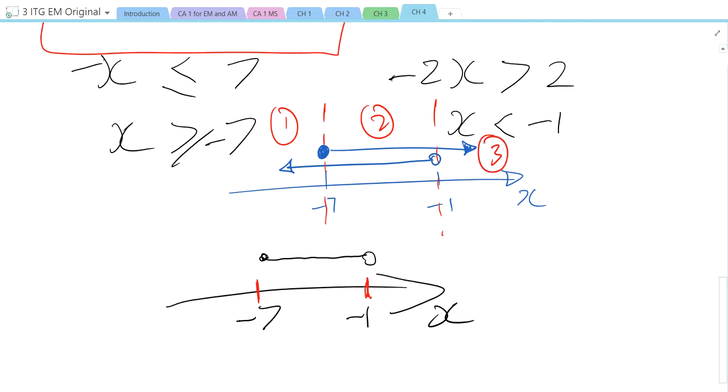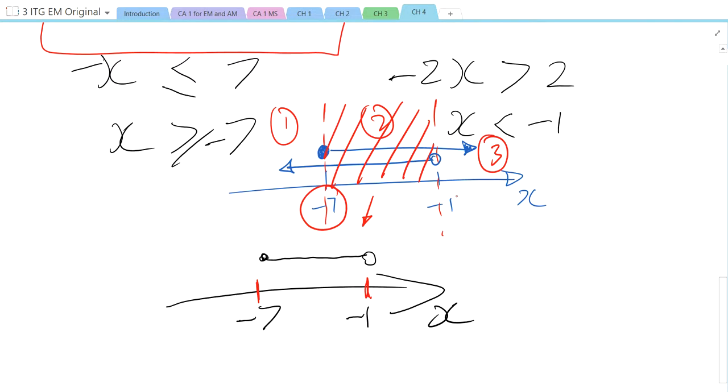Which region? 1, 2 or 3? 2. Okay, so some people shade it this way and then they transfer the answer down. Are we including the value negative 7? Yes, right? Negative 7 is found in both linear inequalities.